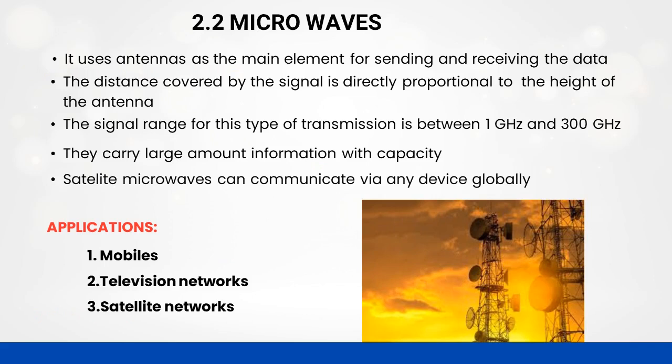Microwaves. Microwaves use antennas to send and receive data signals. The distance the signal can travel depends on the height of the antennas. Their frequency ranges from 1 GHz to 300 GHz, which allows them to carry large amounts of data. Satellite microwaves can communicate globally by sending signals between satellites and devices anywhere on Earth.